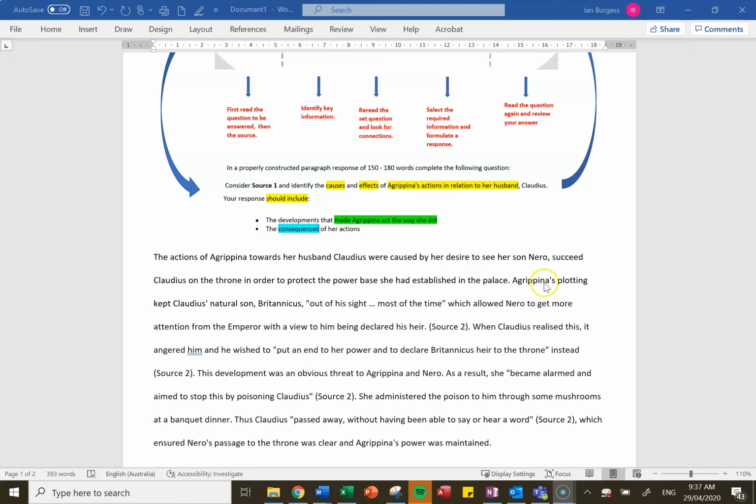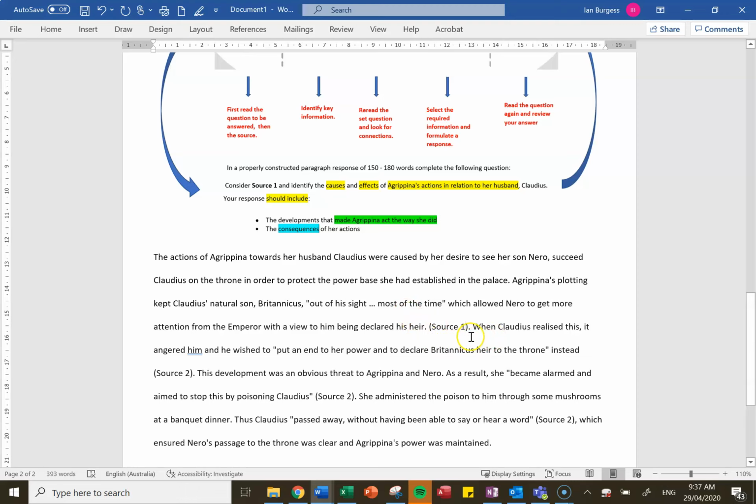Agrippina's plotting kept Claudius's natural son Britannicus out of his sight most of the time, which allowed Nero to get more attention from the emperor with a view to him being declared his heir. Source 2. So I'm referencing, well, that should be source 1. Okay, there's a typo. The quote there, I haven't used a huge quote from the source, and I've broken that up and punctuated that appropriately.